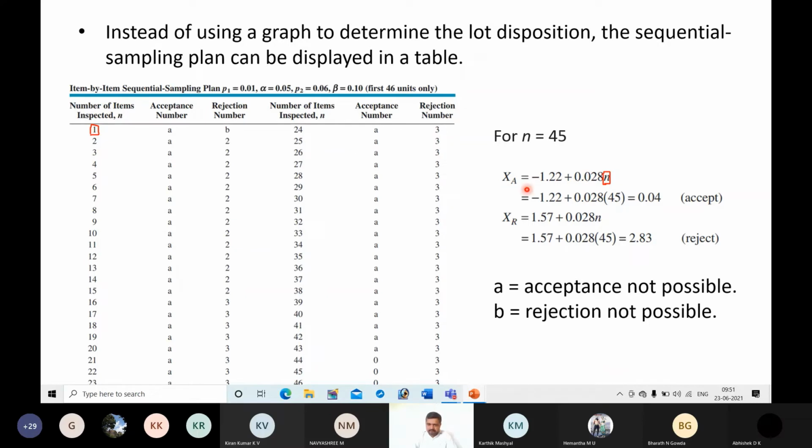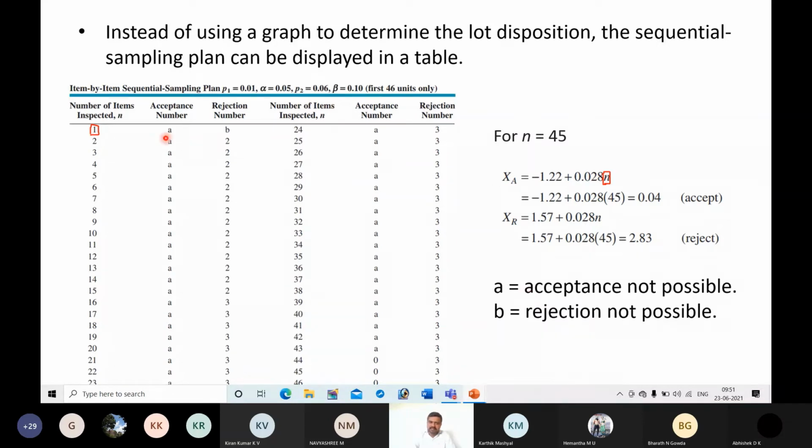So when you substitute n equal to 1 and you get a negative value, that means you cannot make a decision based on this value. You cannot make a decision at all. So in that case, if we get a negative XA value, instead of writing that negative value, we will write it as A. A means acceptance not possible.